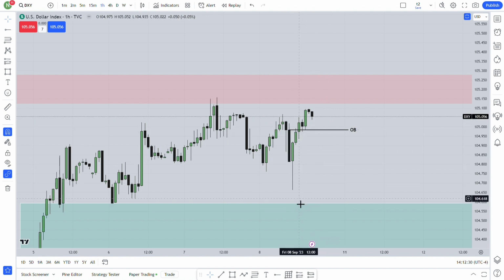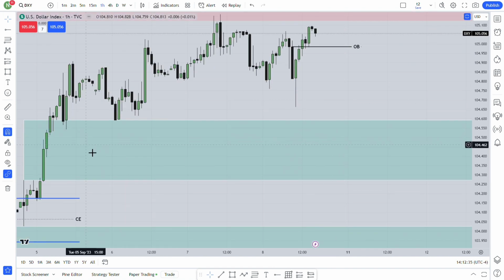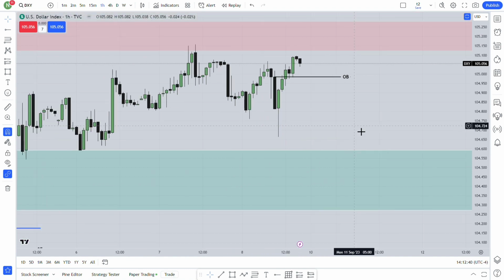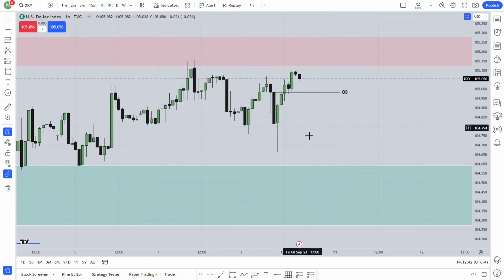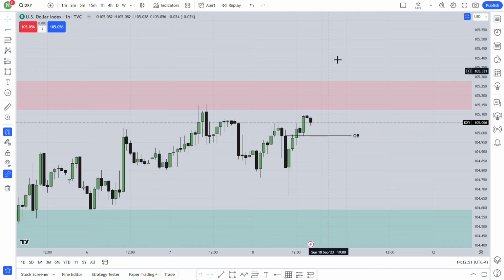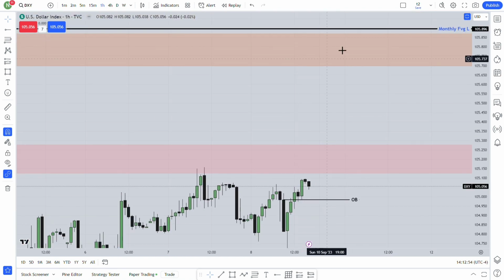It won't break this low. If it breaks this low, then my target will be these lows, and the consequent encroachment of this daily fair value gap. So I'm thinking that it won't do this. Instead, it will trade this order block, or the mean threshold of this order block, and then start to go higher toward this imbalance.